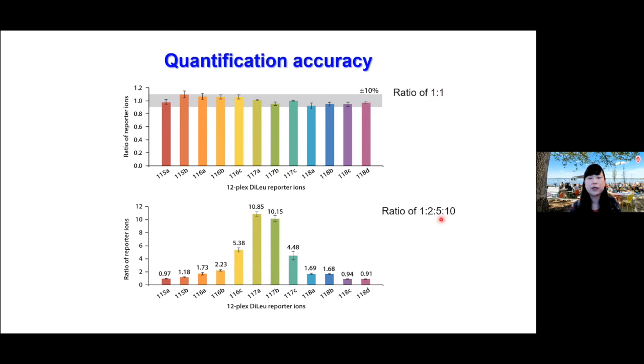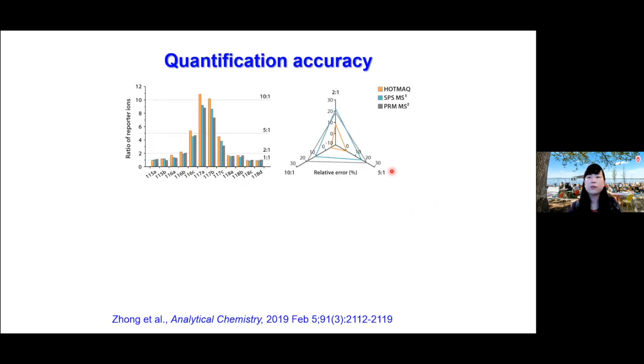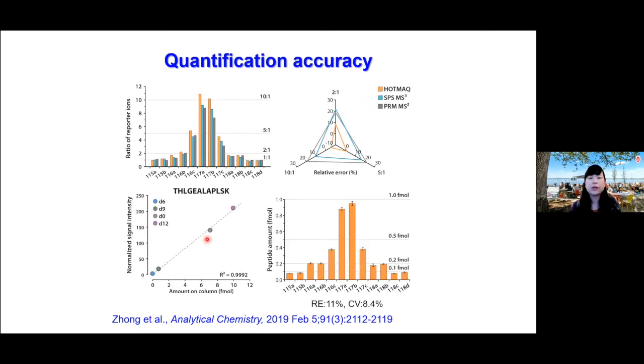1:2 to 5:10 ratio. And also we want to compare our HotMac method with the more established SPS-MS3 and PRM-MS2 approach. As you can see from this radar plot, the HotMac approach actually shows the smallest relative error compared to these 2 methods at all these 3 different combination ratios. And showing at the bottom is the linear dynamic range and also the absolute quantification.